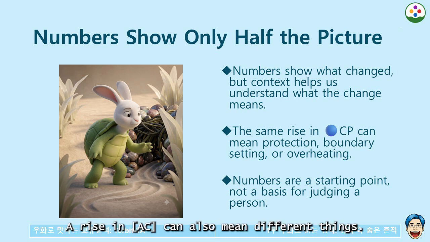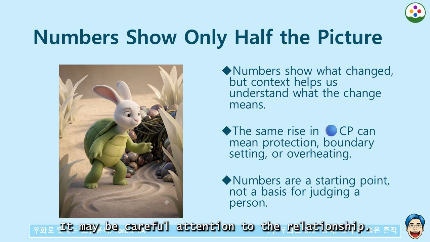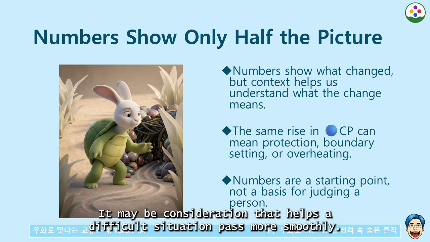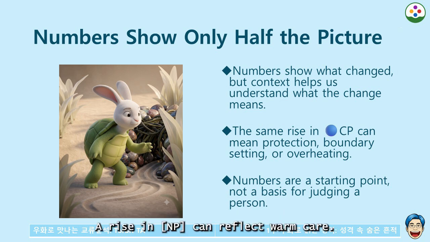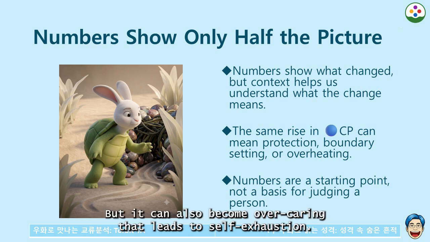A rise in AC can also mean different things. It may be careful attention to the relationship. It may be consideration that helps a difficult situation pass more smoothly. But it may also be excessive compliance that erases personal needs. A rise in NP can reflect warm care. But it can also become over-caring that leads to self-exhaustion.